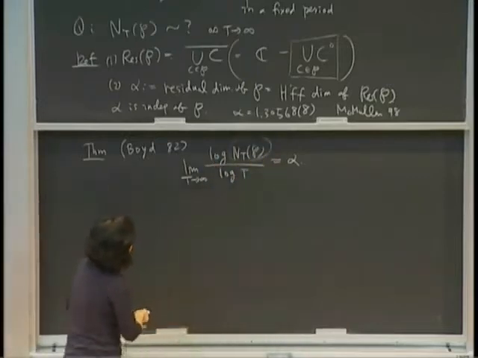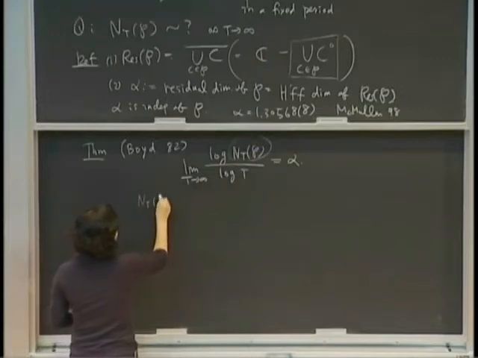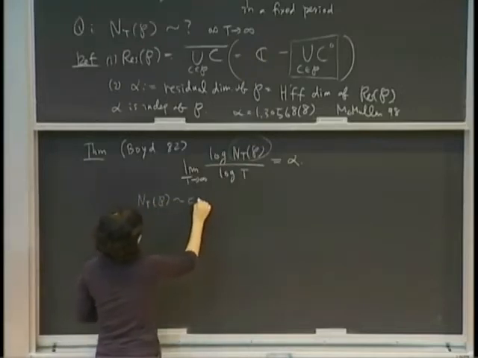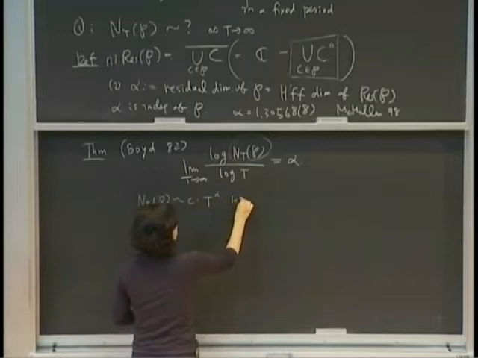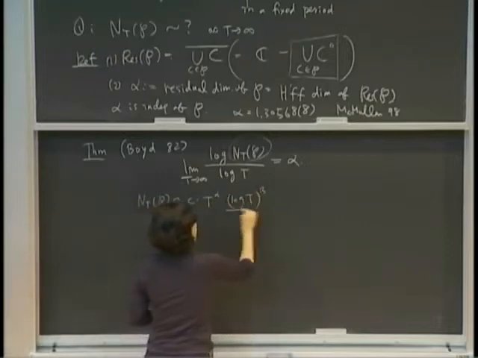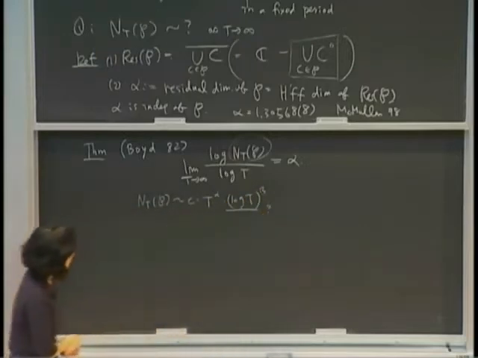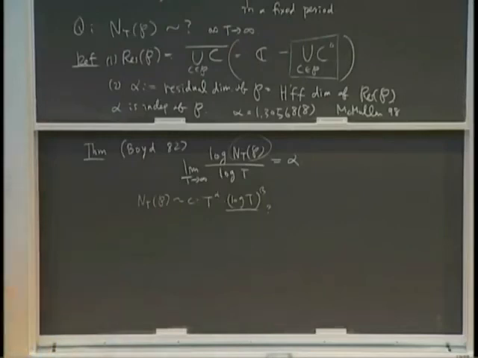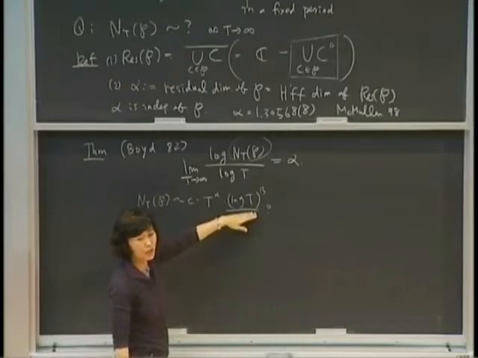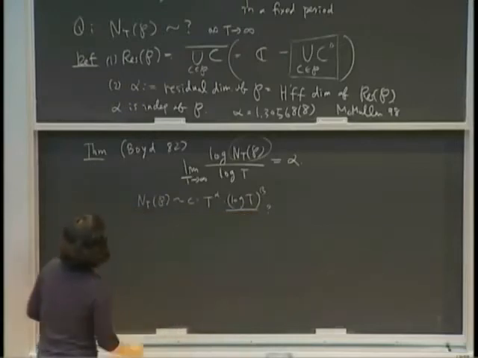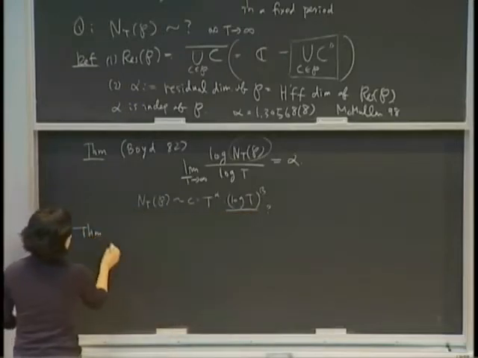And so it was a question actually whether, for instance, N_T(P) is a constant times T to the alpha, or if there exists an extra log term or not. Okay. So it was not clear whether there is an extra log term or not. And some poor numerical experiments made it believe that there might be some extra log term. Okay.